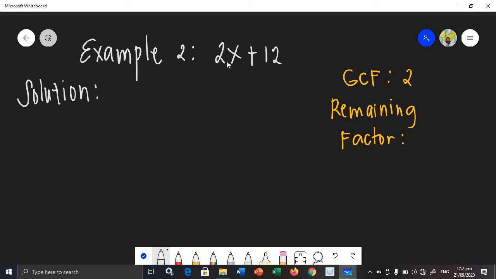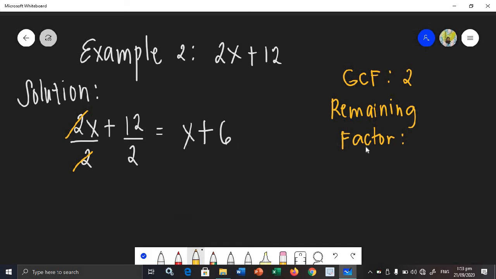To get the remaining factor, we need to divide the given by the GCF. So, 2x plus 12, we need to divide both sides by 2. Okay? So, 2x over 2 or divided by 2, of course, you will just be canceling 2. So, ang matitira lang dyan is x plus 12 over 2 or 12 divided by 2. The answer is 6. Therefore, the remaining factor is x plus 6. Okay? So, let's remove this.